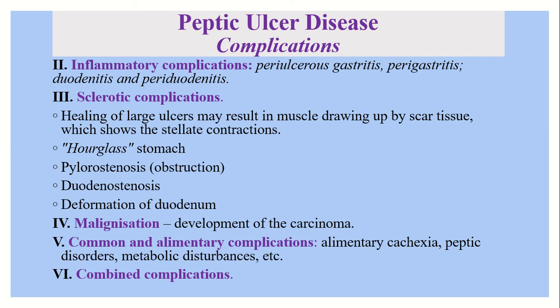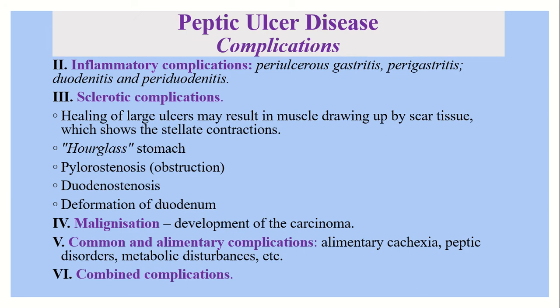The peptic ulcer disease, the long-standing types, without the correct treatment, can develop into carcinoma. So chronic atrophic gastritis is also a pre-cancerogenic disease of the stomach, and the chronic peptic ulcer disease is also a pre-cancerogenic disease of the stomach. But you have to remember that the chronic atrophic gastritis is worse than peptic ulcer disease.